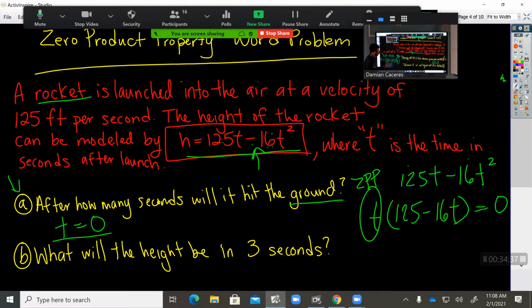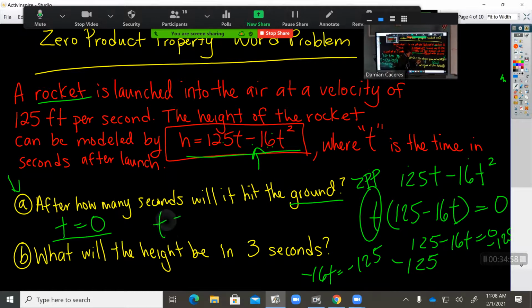Now let's do the next one. 125 minus 16t equals 0. Two steps. Subtract 125 from both sides. That leaves you with -16t equals -125. And now you divide both sides by the coefficient, and we get t equals 7.8.